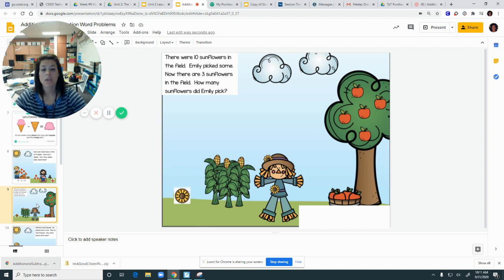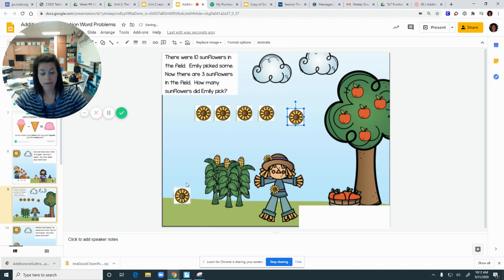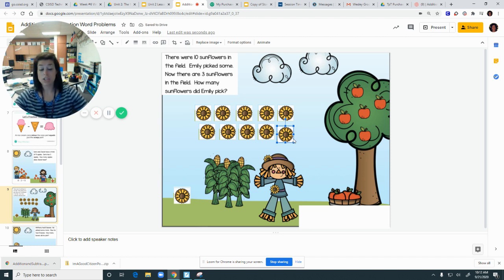Let's look. There are 10 sunflowers in the field. Can I make it to where there are 10 sunflowers in the field? Let's put 10 sunflowers in the field. 1, 2, 3, 4, 5, 6, 7, 8, 9, 10. There are my 10 cute little sunflowers in the field. Okay, here comes Emily, and she picked some.